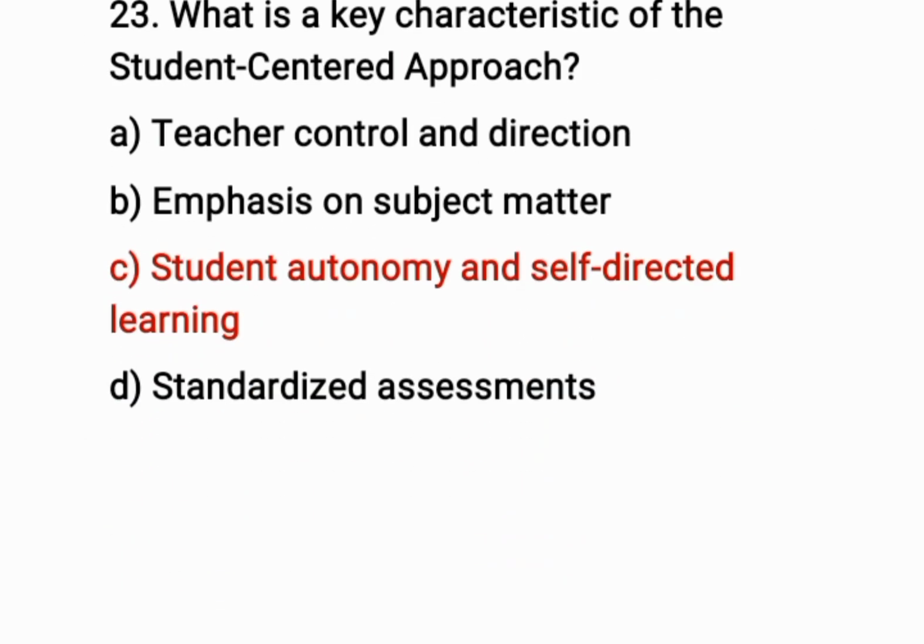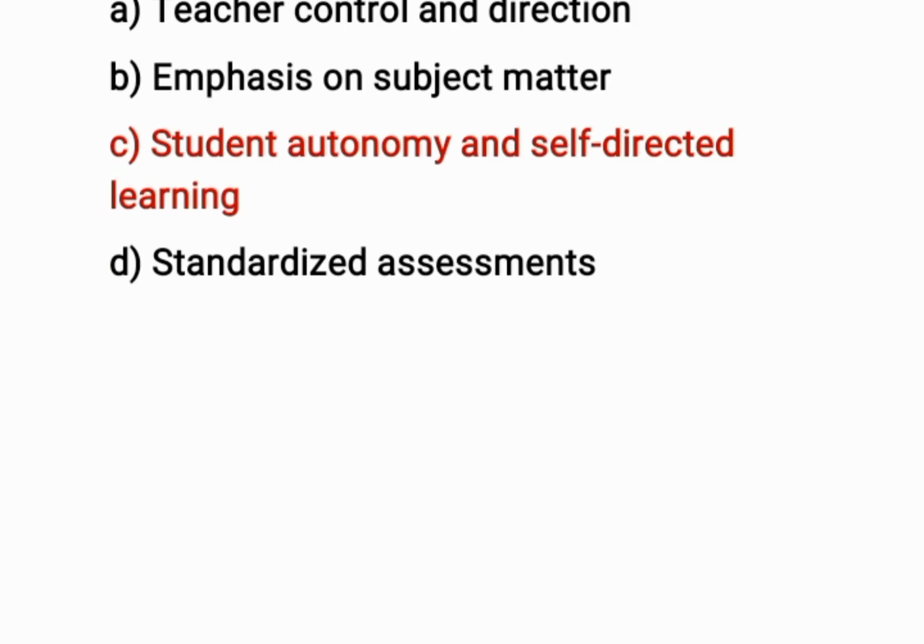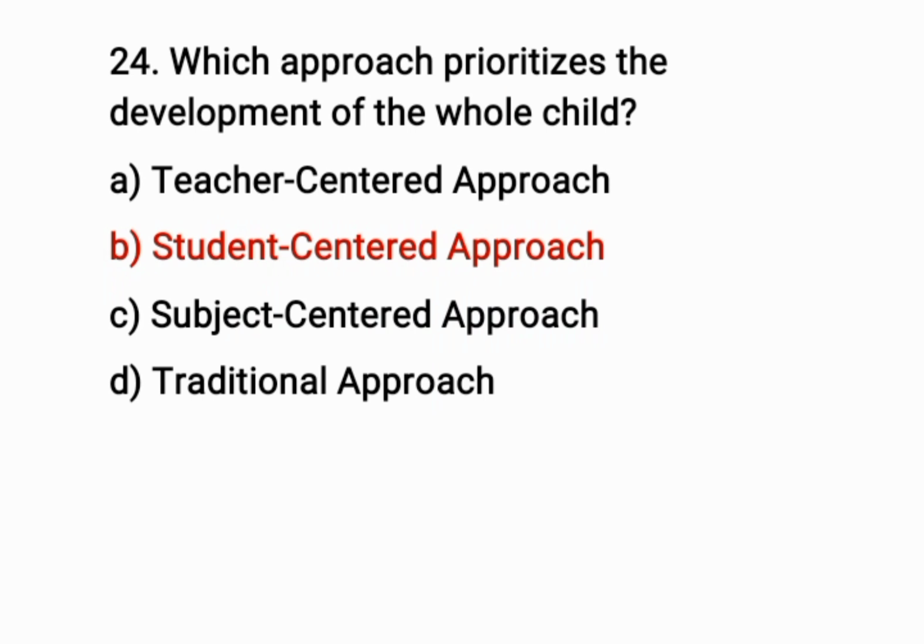Okay. Question number 23. What is the key characteristic of student-centered approach? The option C is correct. Student autonomy and self-directed learning. Okay. Question number 24. Which approach prioritizes the development of the whole child? The correct option is B. Student-centered approach prioritizes the development of the whole child.